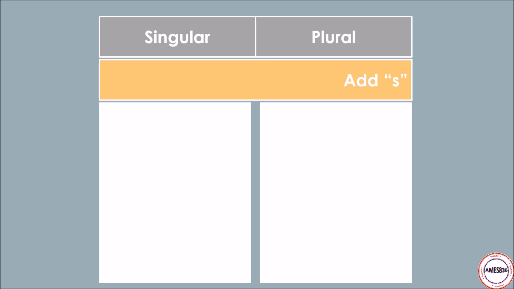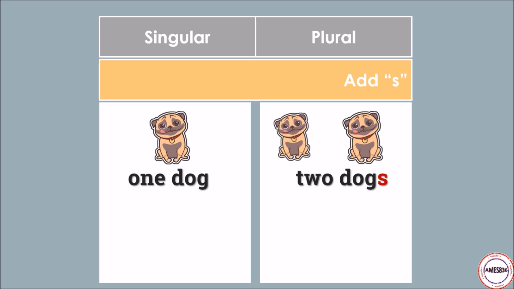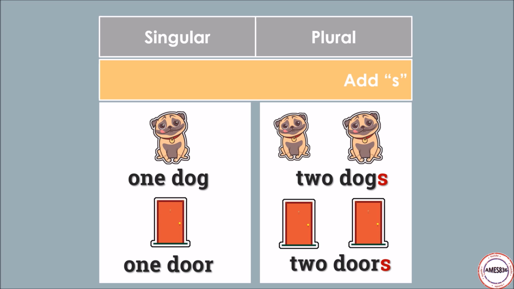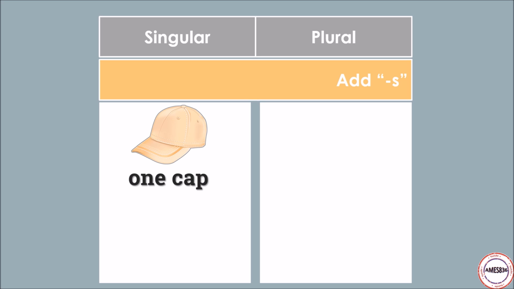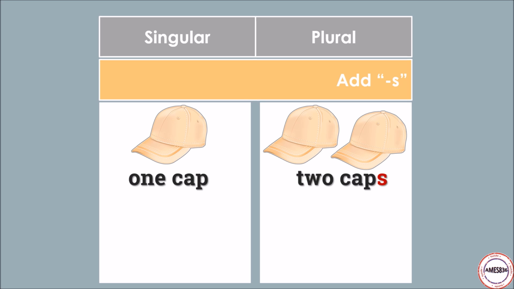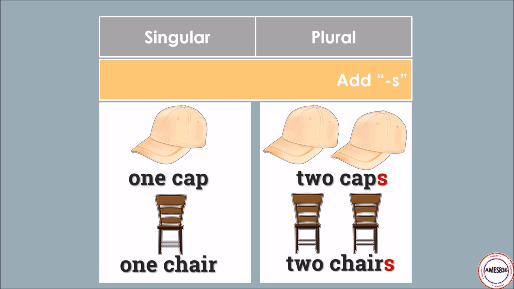To make nouns plural, we usually add s to the end. 1 dog, 2 dogs. 1 door, 2 doors. 1 cap, 2 caps. 1 chair, 2 chairs.